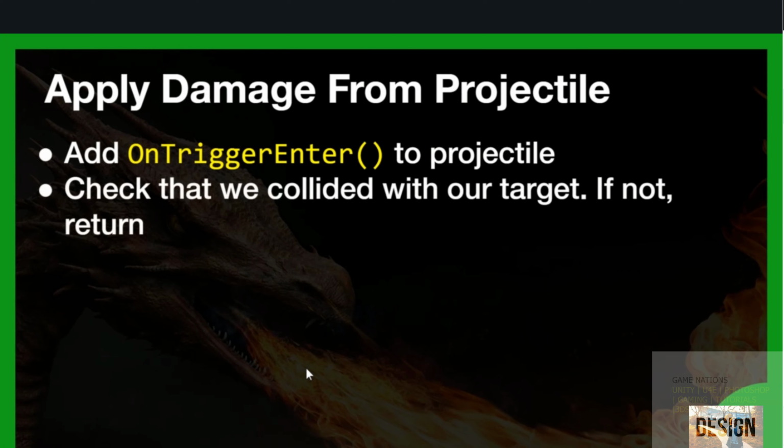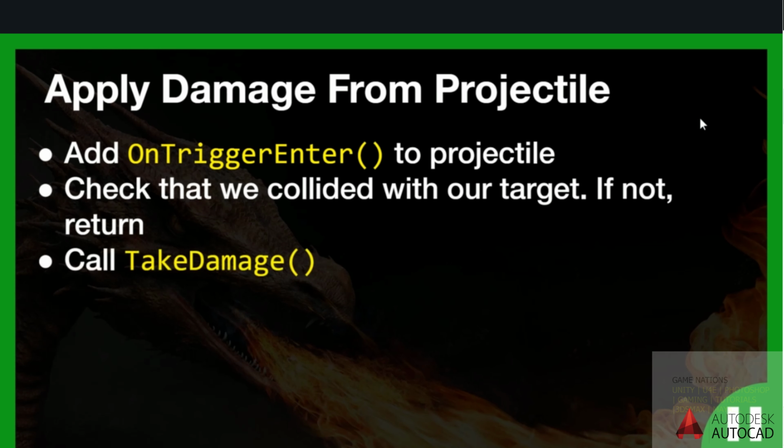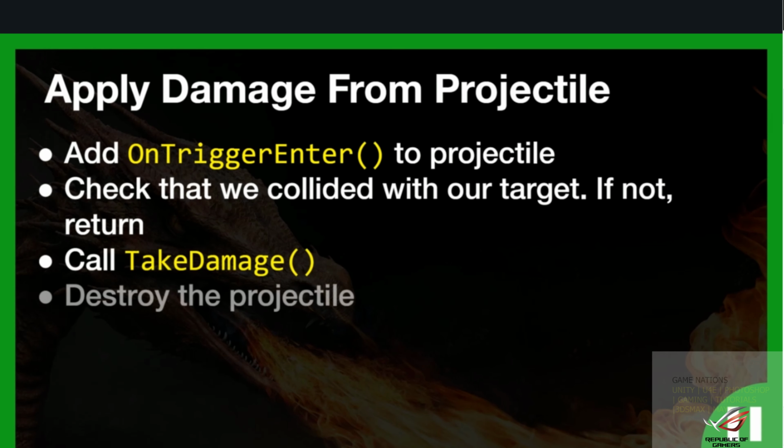And check that we collided with our target. So do a check to see, is this the target we collided with? If not, we want to return. And just a hint, remember that the target is of type health, so we can use that when we're doing our comparison. And then we call take damage, passing in the relevant things, hint, hint. And after that, we destroy the projectile so that it's not sitting around in the scene.